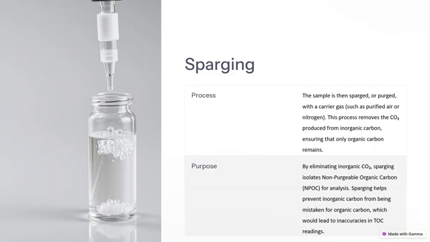The importance of this step is by isolating NPOC, sparging eliminates any potential overlap between organic and inorganic carbon readings. So, this step is crucial in maintaining the accuracy and reliability of TOC measurements.